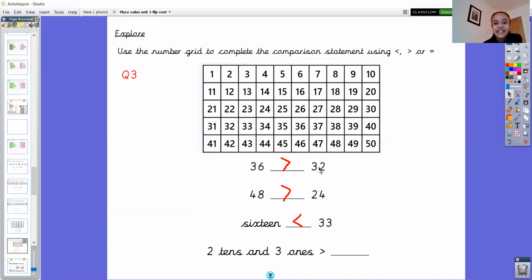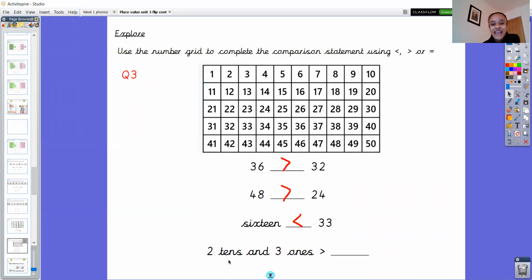So 36 and 32. Well, I've used the symbol more than, haven't I? Because 36 is bigger than 32. 36 is more than 32. Well done. Next one, 48 and 24. Well, again, I know that 4 tens is bigger than 2 tens, don't I? So 48 is more than 24. This one I had a word, 16, and I've got the number 33. So 16 is less than 33. Well done if you got those 3 right.